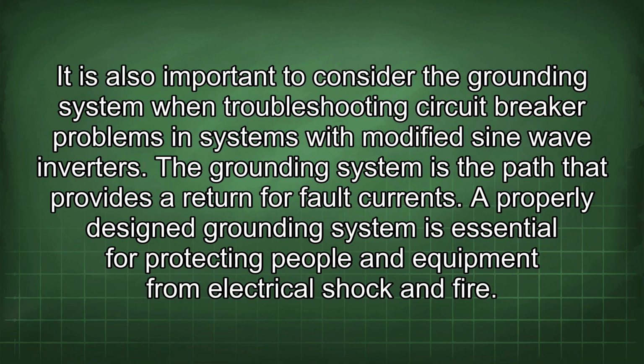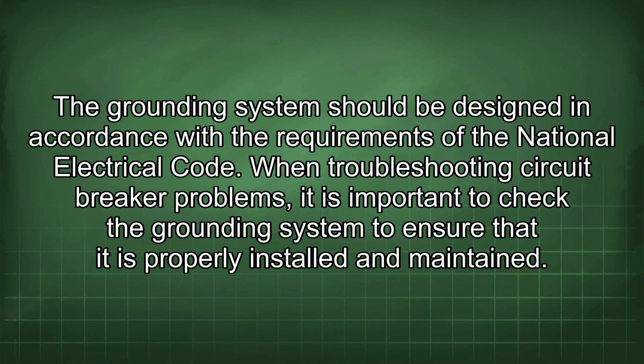It is also important to consider the grounding system when troubleshooting circuit breaker problems in systems with modified sine wave inverters. The grounding system is the path that provides a return for fault current. A properly designed grounding system is essential for protecting people and equipment from electrical shock and fire. The grounding system should be designed in accordance with the requirements of the National Electrical Code. When troubleshooting circuit breaker problems, it is important to check the grounding system to ensure that it is properly installed and maintained.